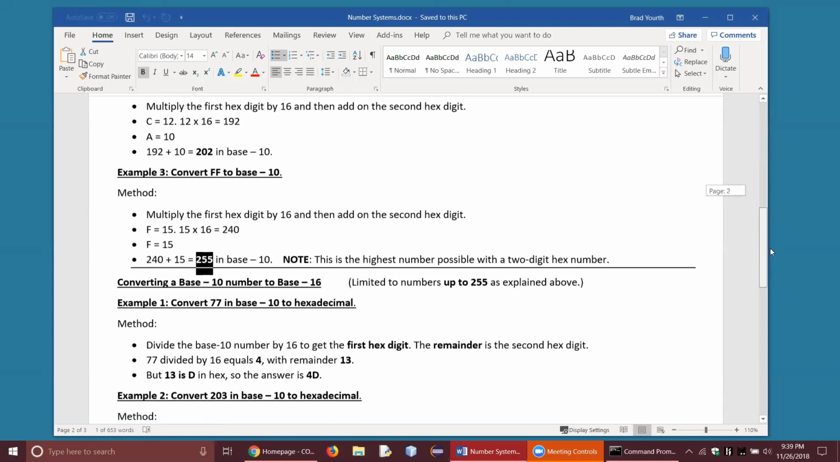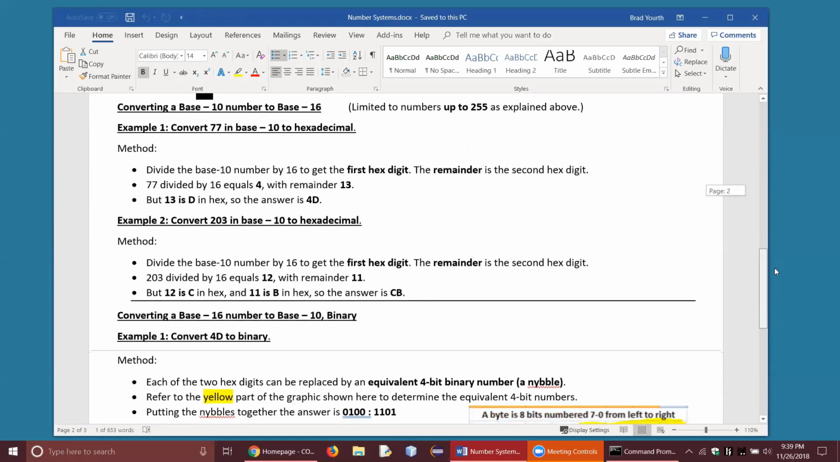Now, we also want you to go the other way. We want you to be able to convert from base 10 to base 16. Once again, we'll never give you a number above 255 here to convert. The procedure here is, here's the first example, 77 in base 10. We want to convert it to hexadecimal. Well, the first thing you want to do is divide it by 16. That'll give you the first hex digit. Now, it most likely won't divide evenly, but you're just interested in the whole number part of what you get from the division. And that'll give you the first digit. The remainder is the second hex digit.